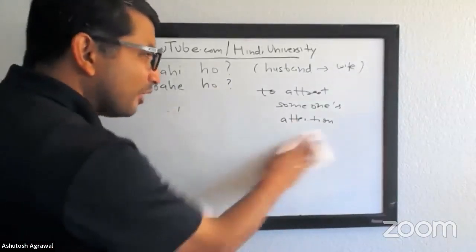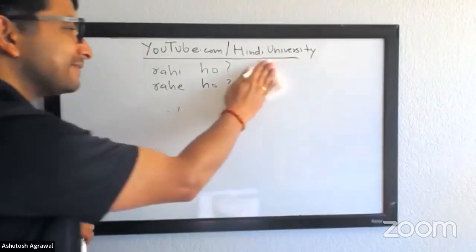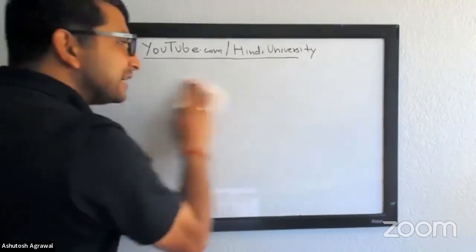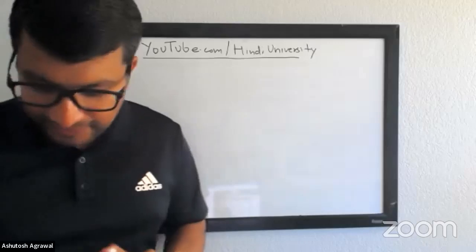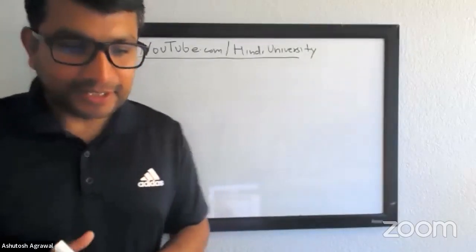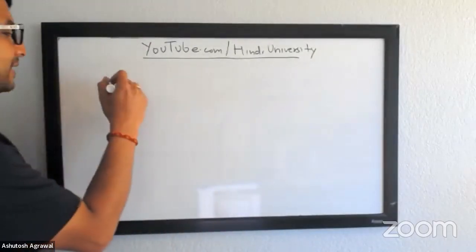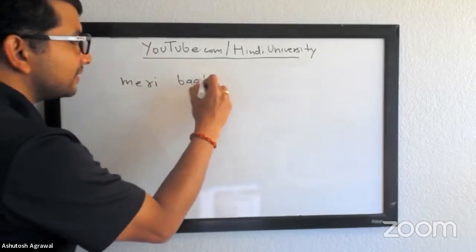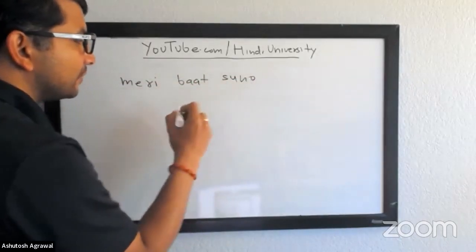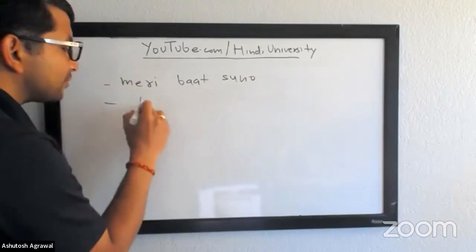All right, so we'll move on. So this one was just to get someone's attention. Let's say if I were to get the class's attention, I would definitely say suno. Okay, listen to me, like मेरी बात सुनो. Okay, I'm going to write it as well. So I can say मेरी बात सुनो. Okay, or I could also say baat suno.